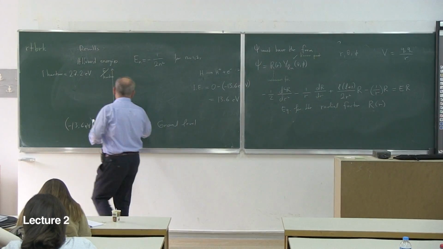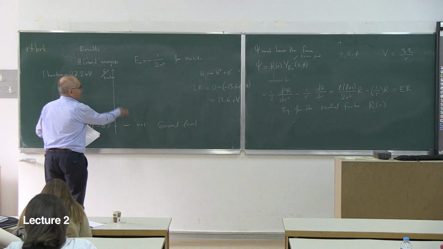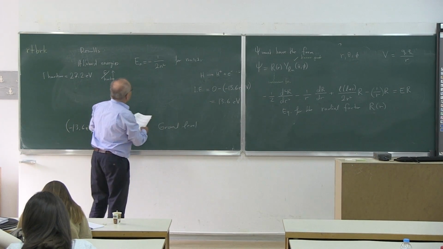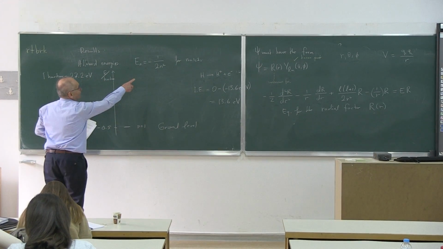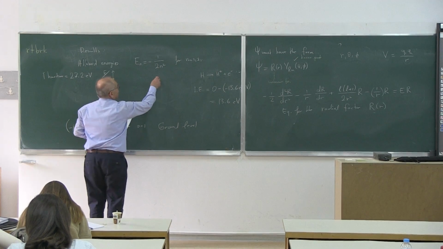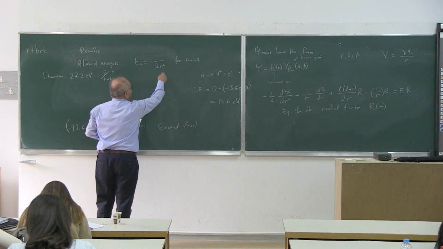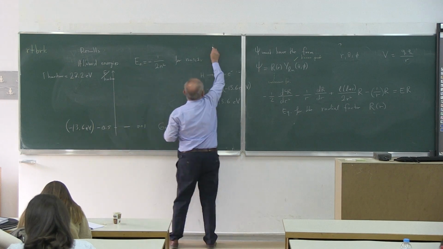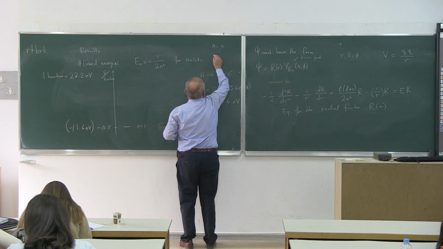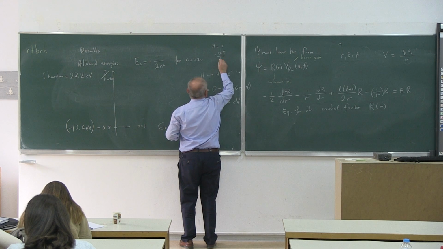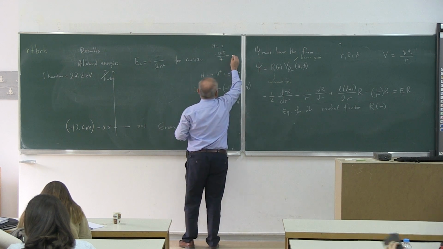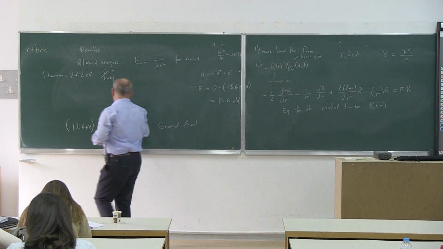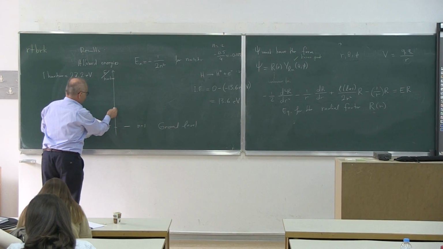All right, let us look at some excited levels. We are using this expression. For n equals 2, this is minus 0.5 divided by 4, and this is 0.125. So that's some value here.